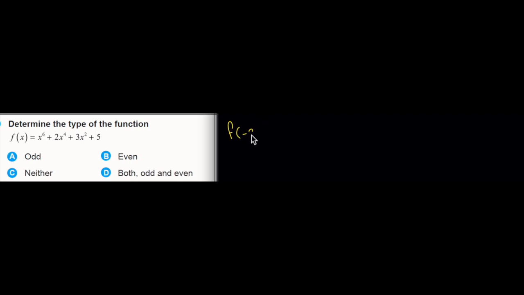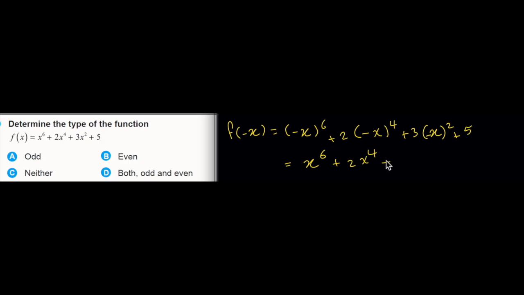So find f of negative x. It will be negative x raised to the power of 6 plus 2 times negative x raised to the power of 4 plus 3 times negative x raised to the power of 2 plus 5. If you have an even power, it means we will cancel the negative sign. So it will be x power 6 plus 2x power 4 plus 3x squared plus 5. This is the same as the original function, so this is an even function, so the answer is B.